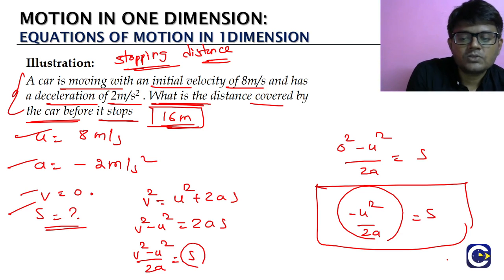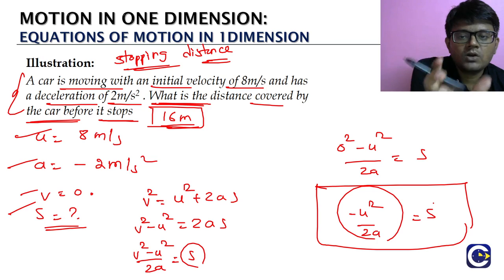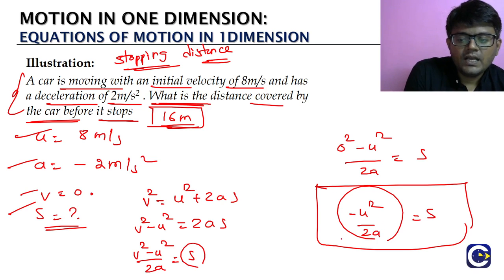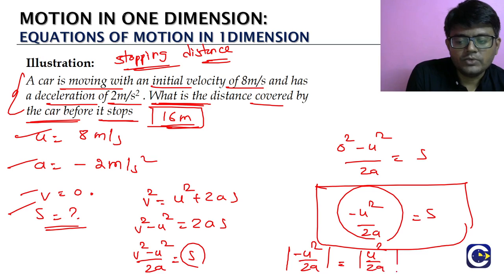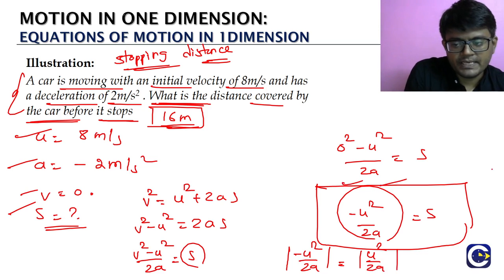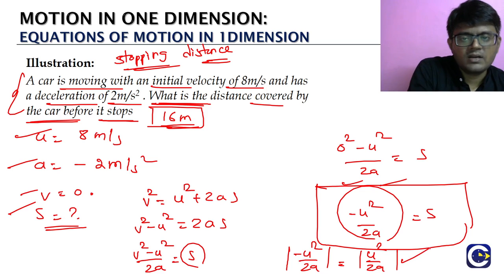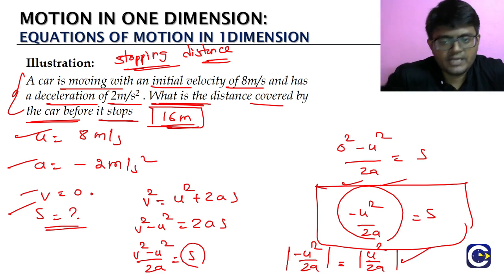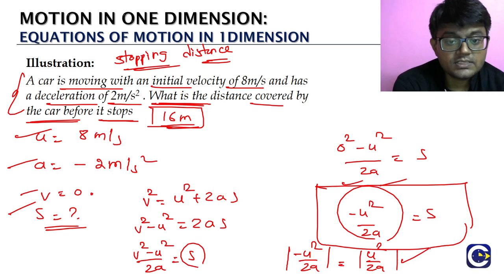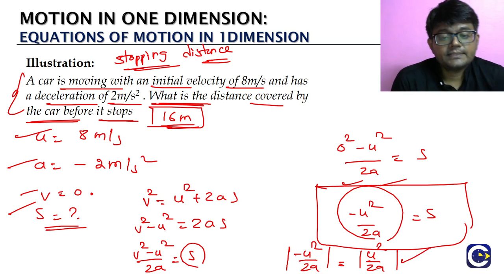Otherwise, some people also remember it like this. Since we are only talking about the distance, we'll take a modulus. Modulus of minus u square by 2a will be mod of u square by 2a, because when you take a modulus, the minus will not come. So either you remember it like this, minus u square by 2a, as the stopping distance, or you can remember the modulus value, modulus of u square by 2a. Okay, so this is about the stopping distance problem.